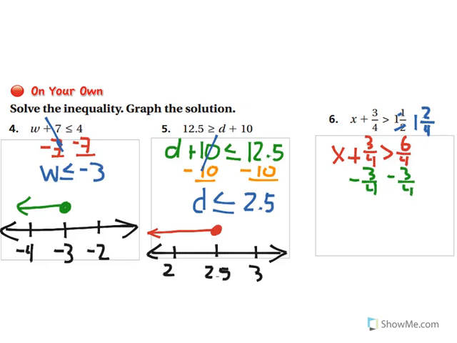And when I do this, let's see, these cancel out over here, giving me x is greater than 6/4 minus 3/4 gives me 3/4. See how easy that was? My son would say, easy peasy, lemon squeezy. All right, maybe not the lemon squeezy part, but whatever.